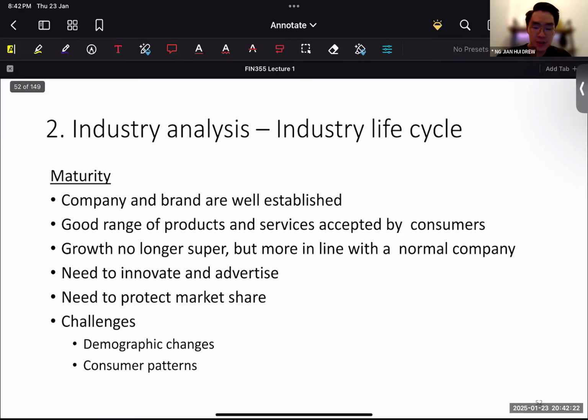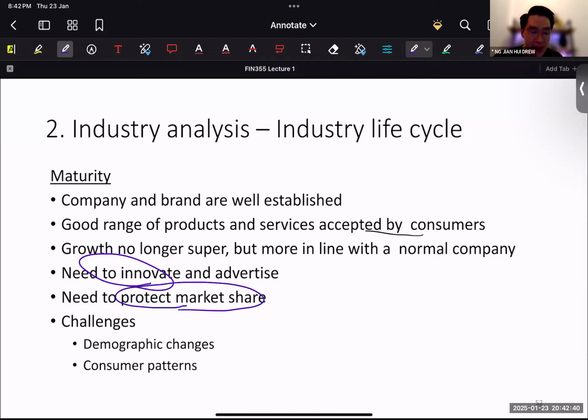In a maturity stage, this is more of your products that have been there for a long time. It's mature, it's accepted already by the consumer. There's need for more innovation to be a differentiator of your products. At the same time, you need to start slowly protecting your market share, because as more and more competition comes in, because the market is so mature, then you need to start innovating and protecting the share of market that you have acquired.